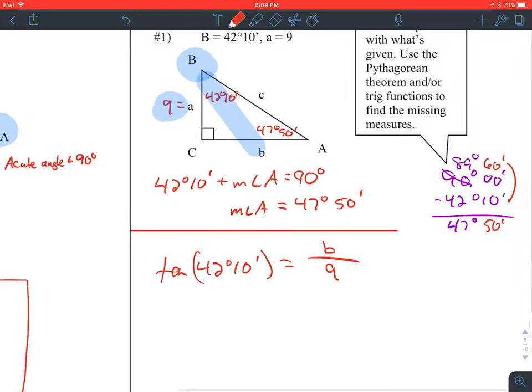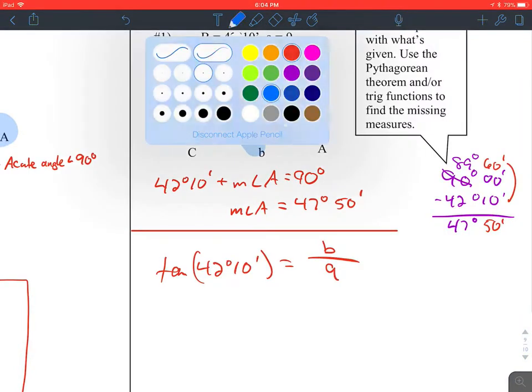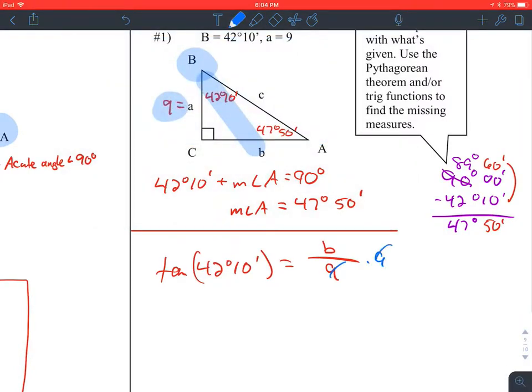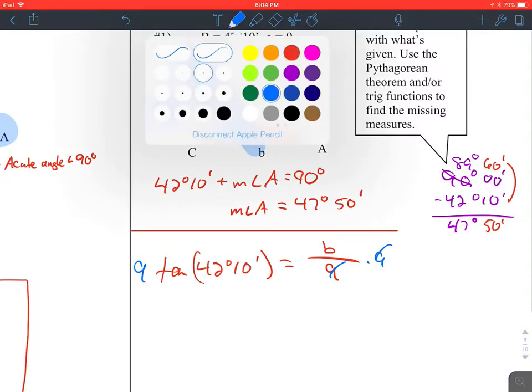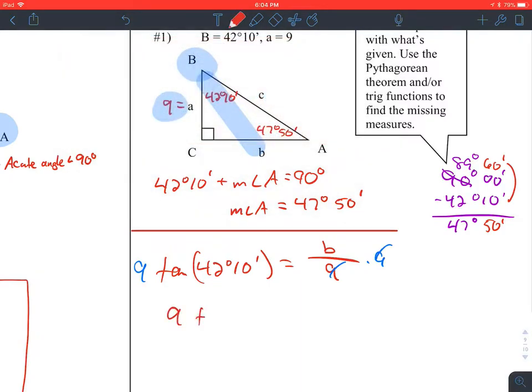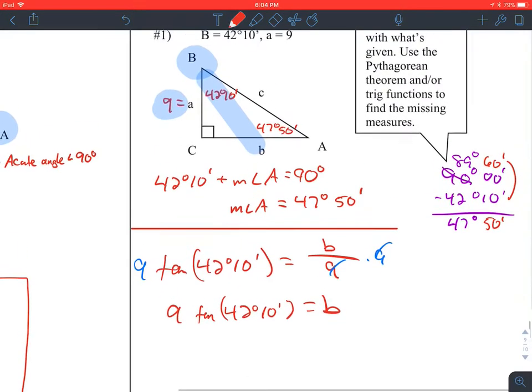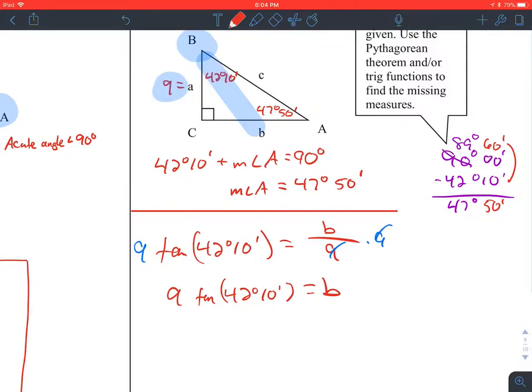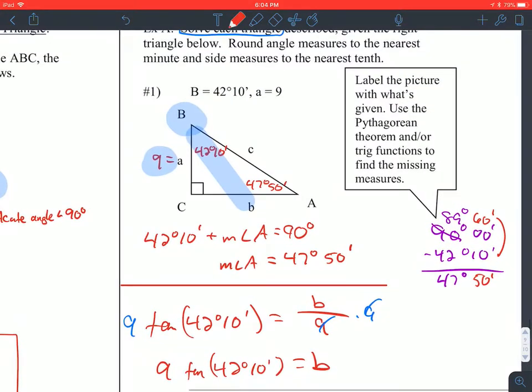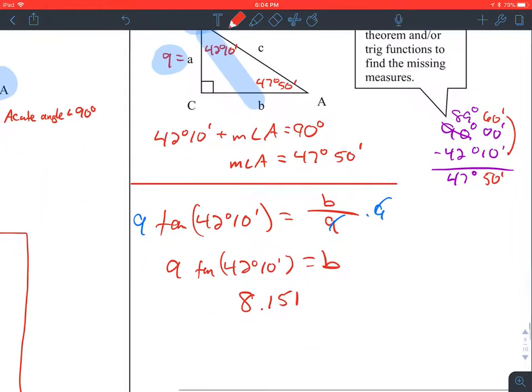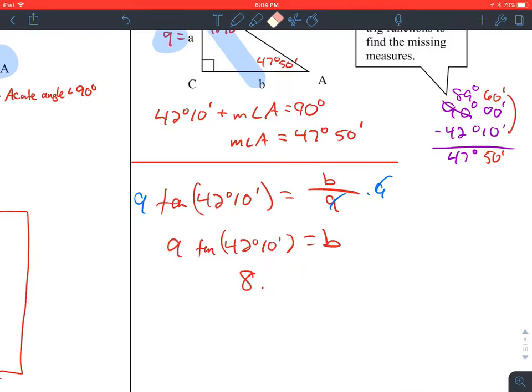Trying to get b by itself, we would multiply both sides of the equation by 9. It's going to cancel the 9's on the right. So on the left, we get 9 tangent of 42 degrees, 10 minutes, equals b. You must write that out. Put that into your calculator, and you're going to get 8.151. The directions said sides to the nearest tenth, so it's 8.2.